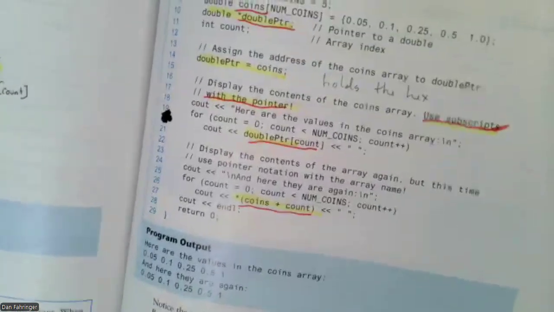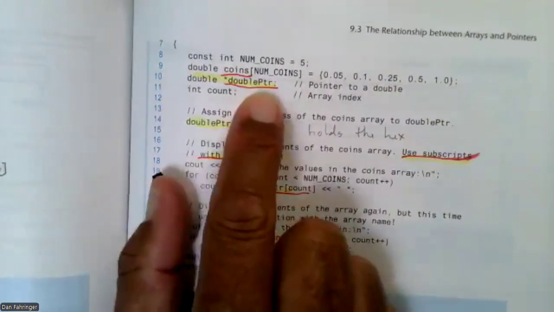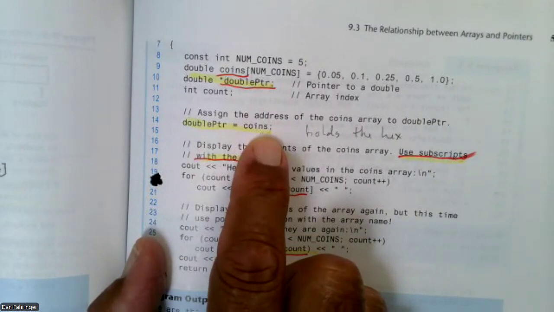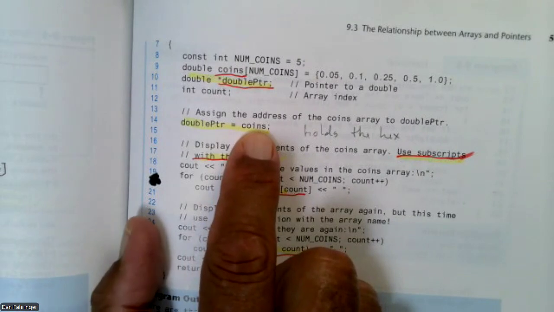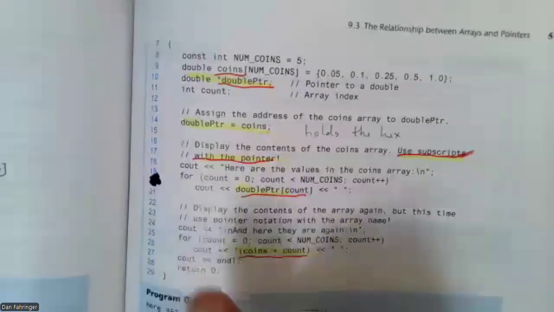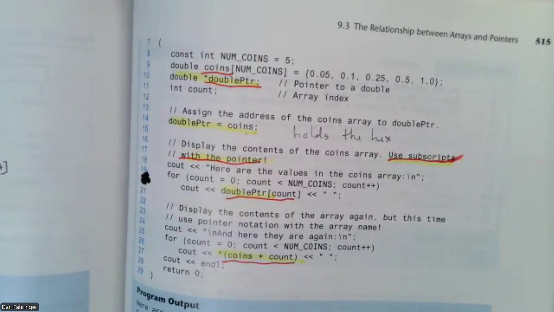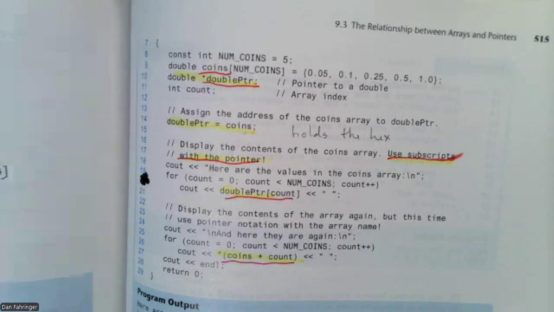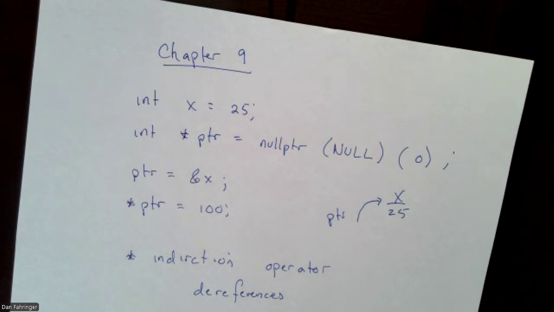Familiar, vaguely familiar? Here's another example. Here's an array, creating a pointer. The pointer gets the address of the array, because coins, the name of the array, is the starting address. So we're going to see these pointers and a bunch of stuff coming up that if you need, scramble back to chapter 9. Questions? Little bit of chapter 9 review.